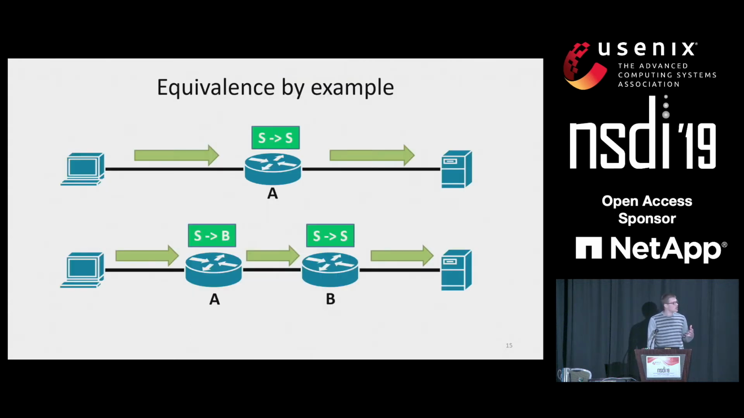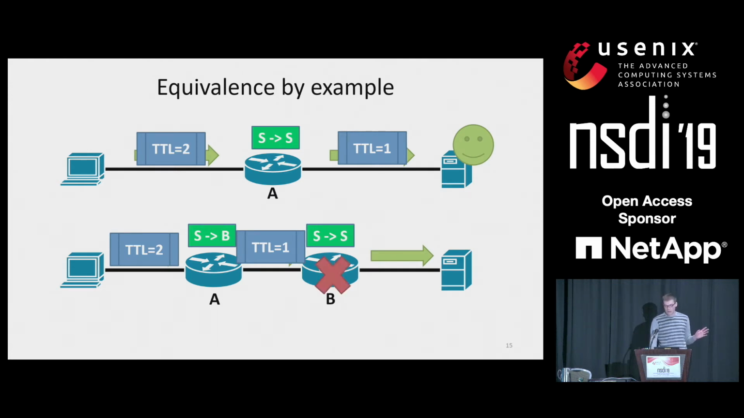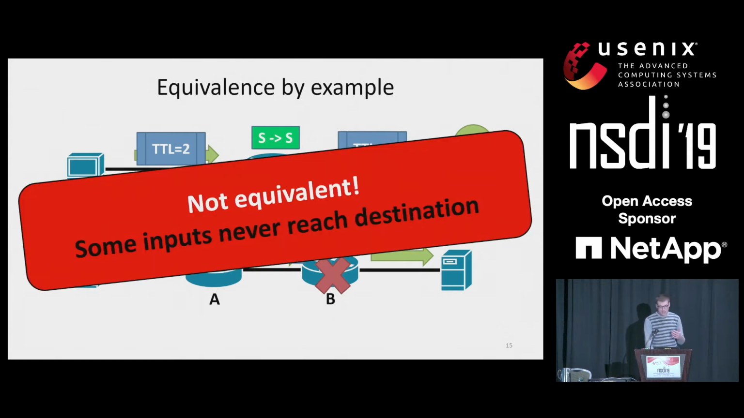So let's come back to our running example and see what happens with the packet that TTL is equal to 2. Well, it will successfully reach the server with TTL 1. But what happens in the second topology? Well, it will reach router B with TTL 1, whereby router B will essentially drop the packet on the ground. So this means that these 2 topologies are actually not equivalent, because some inputs will reach destination in the first program, but will fail to do so in the second one.